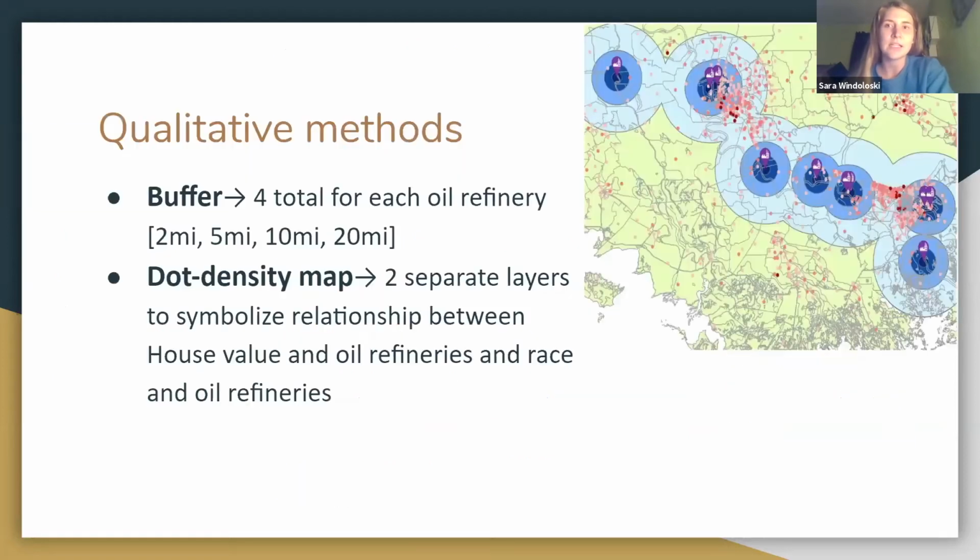So more specifically, for qualitative methods, we used buffers. We used 2-mile, 5-mile, 10-mile, and 20-mile buffers, which you can see symbolized on the right. And for our dot density map, each dot represented around 600 instances of the category we were looking at, and that's also symbolized on the right in the map.